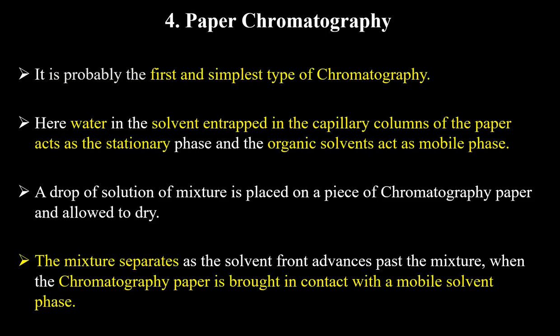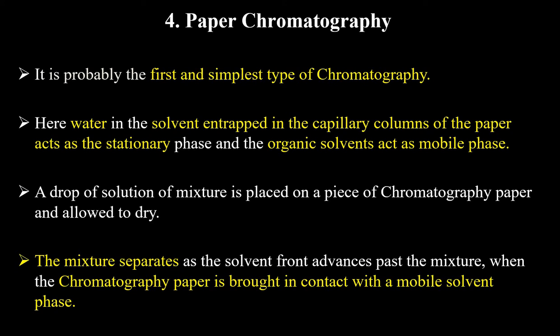Then the next is paper chromatography, which is the old and simple one. It is probably the first and the simplest type of chromatography. Here water in the solvent is entrapped in the capillary columns of the paper that acts as the stationary phase. Means water molecules in the solvent which are entrapped in the capillary columns of the cellulose paper act as the stationary phase, and the organic solvent acts as the mobile phase.